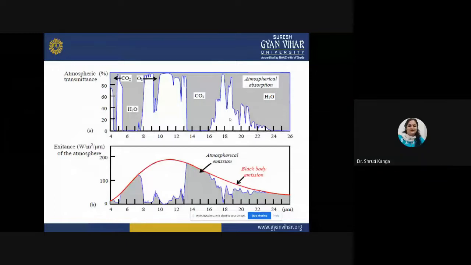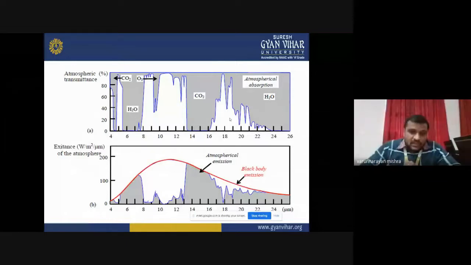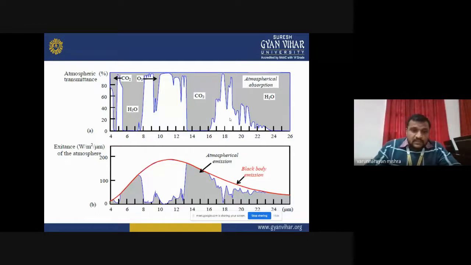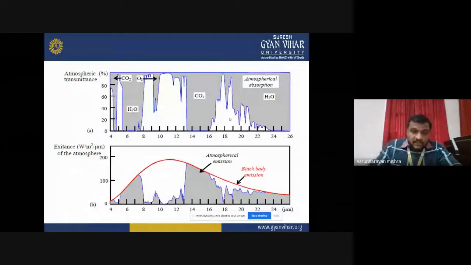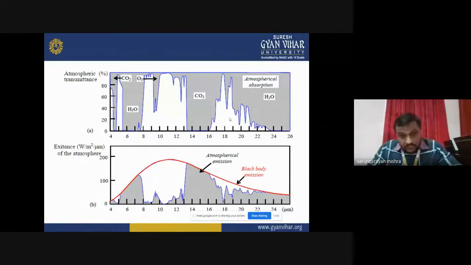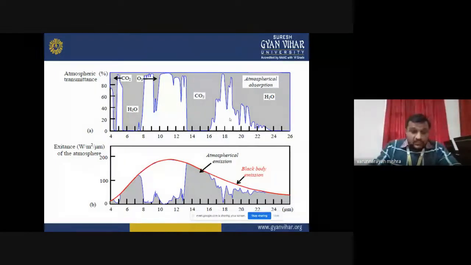Okay, so this is the atmospheric window. The concept of atmospheric window shows the wavelength intervals that can pass through the atmosphere, or you can say the wavelength intervals for which the atmosphere behaves as a transparent medium, through which this radiation can easily pass through the atmosphere and reach the earth surface. This is known as atmospheric windows.